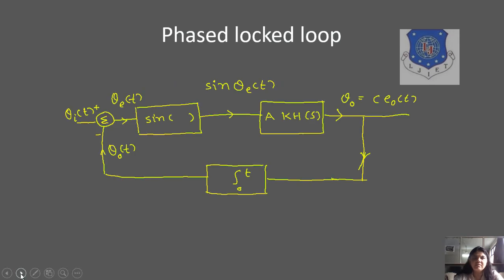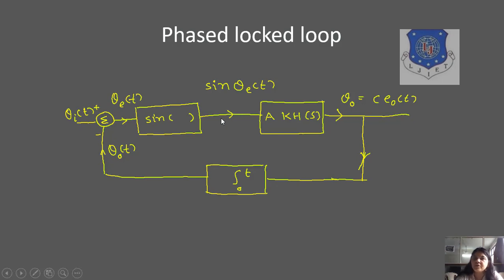This is the equivalent circuit for the PLL, which consists of the three basic components: the low pass filter, voltage control oscillator, and the multiplier. We have the input signal with phase θi(t), then the feedback from the voltage control oscillator having phase θo(t). Using θi(t) and θo(t), the signal θe(t) is generated.